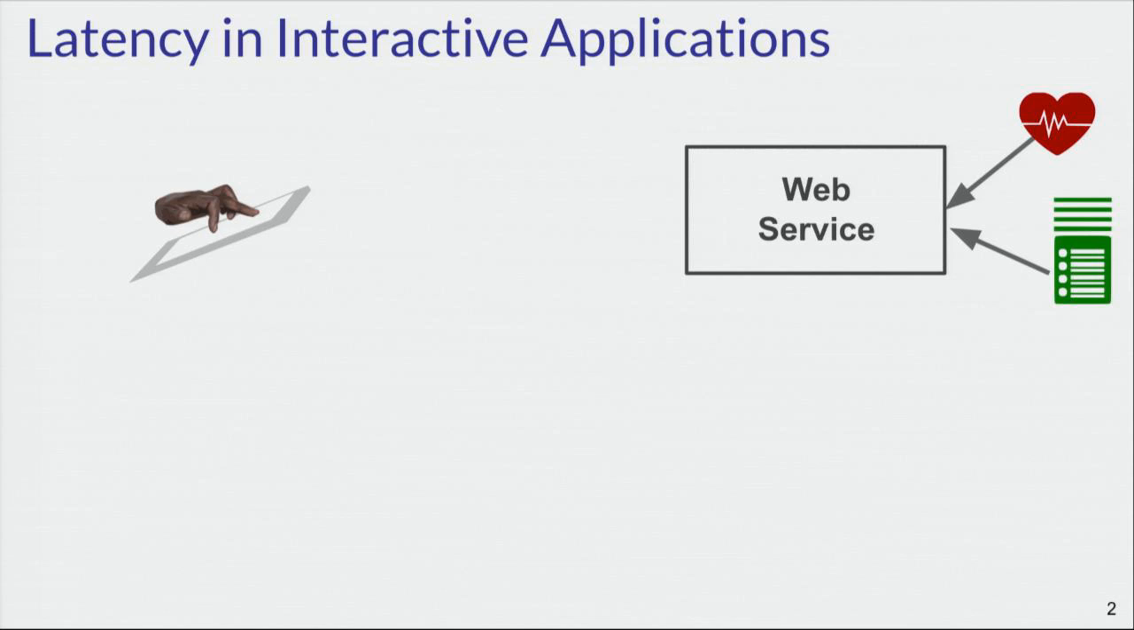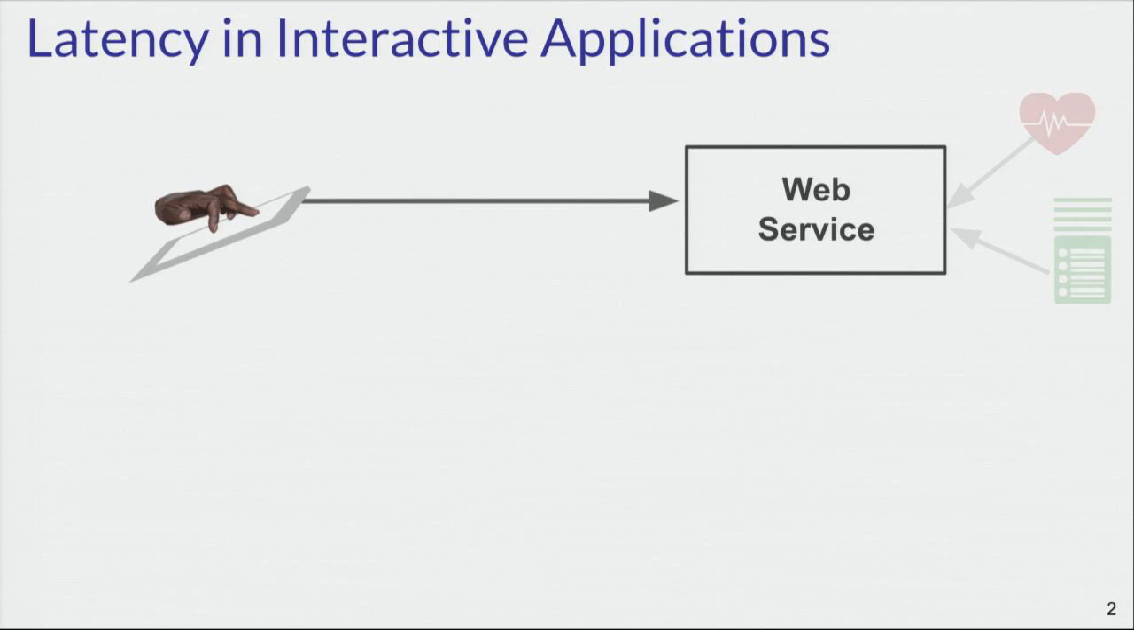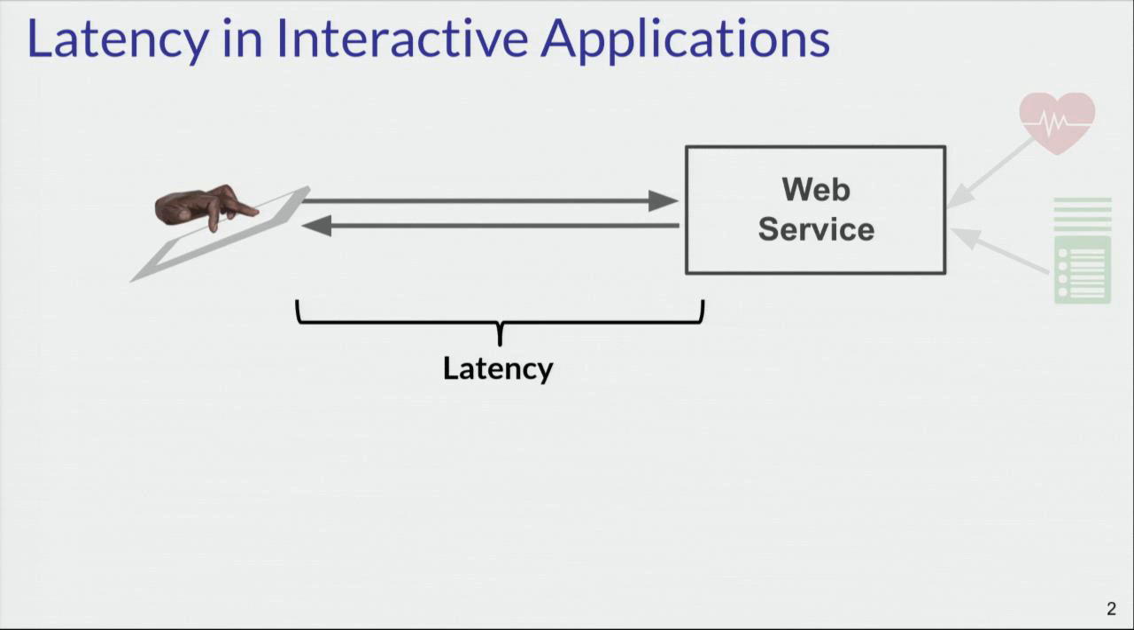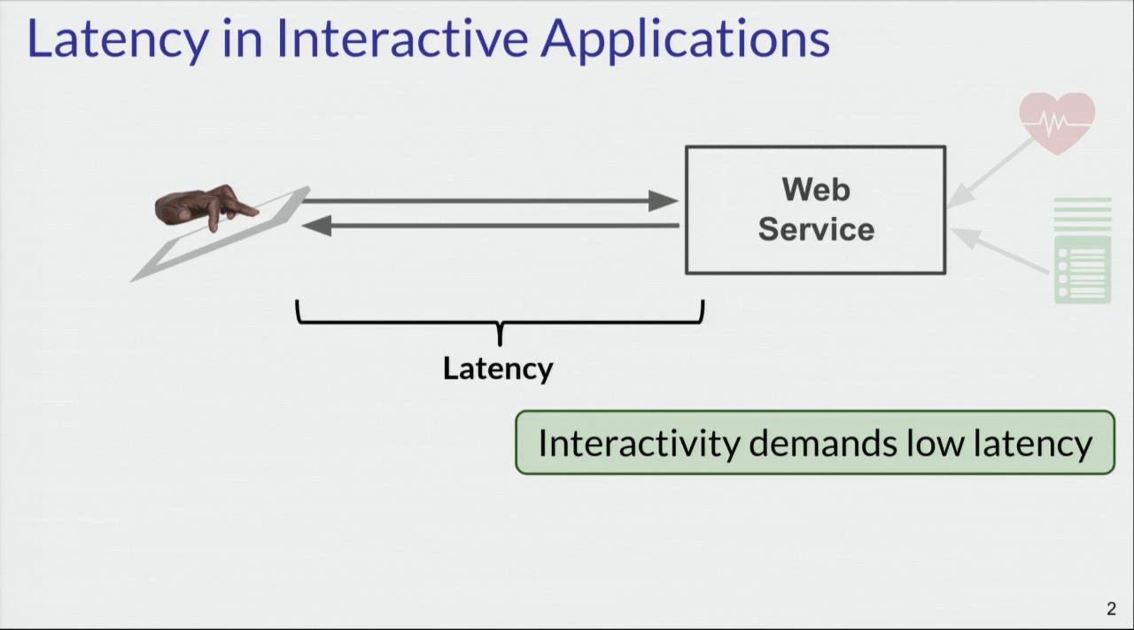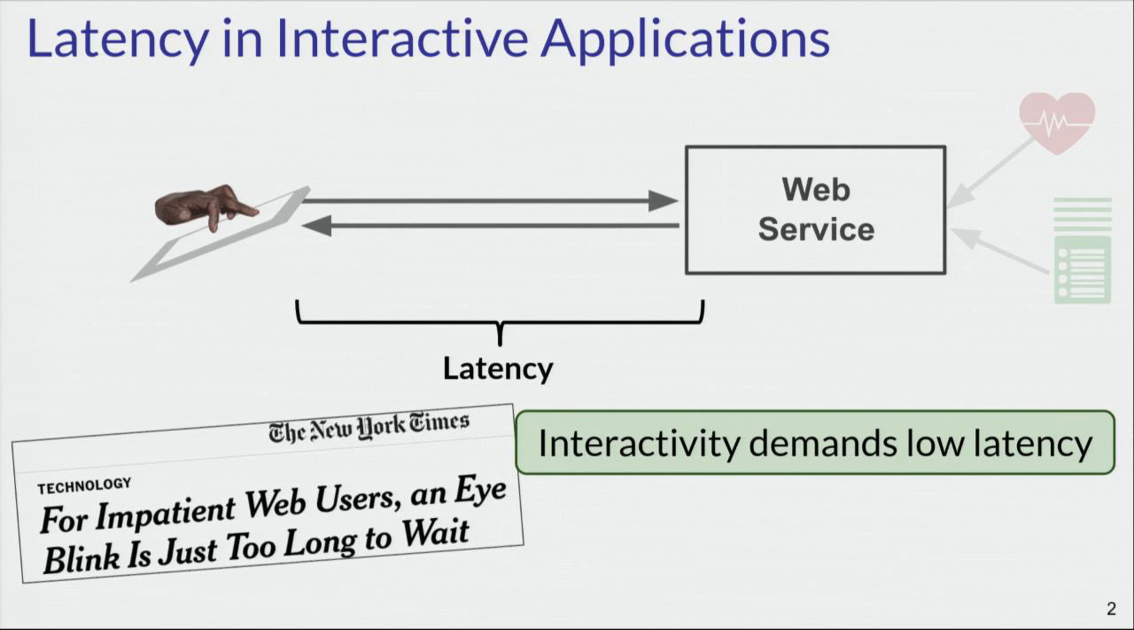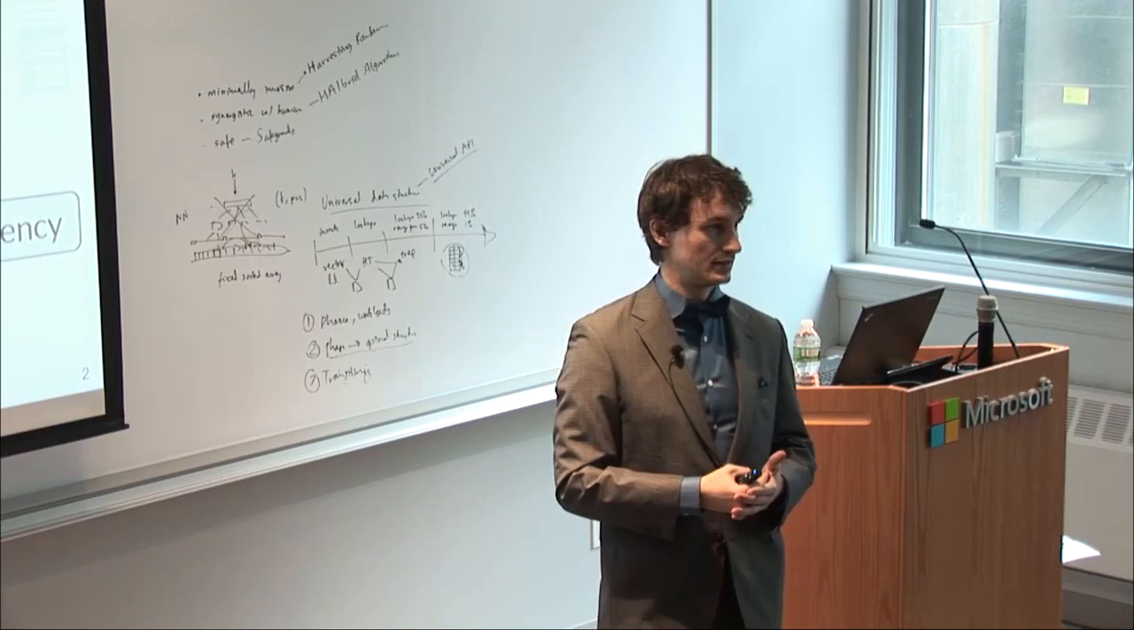So all of this sits behind this web service. When you press that button, a request travels across the internet, starts being processed in that web service, and then the answer finally comes back. That's what we call latency. Now, when we talk about interactivity, from the moment you press that button until it returns has to be really fast. This really demands low latency. So much so that even mainstream publications title that impatient web users find even a blink of the eye too long. A couple hundred milliseconds is too long. So what can we do?